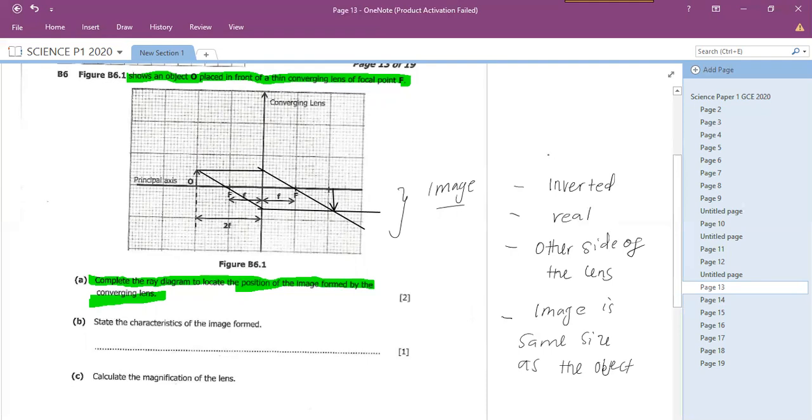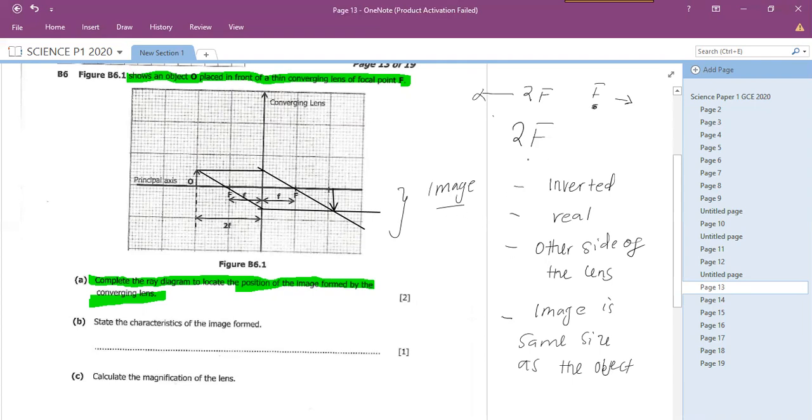And the rule of thumb, all objects that are placed directly at 2F. So there are actually 3 scenarios. You can place an object at F, and there will be characteristics of the image that will be formed. You can place an object at 2F, and you can place an object beyond 2F, and just before the lens. You can either place the object there, or at F, or at 2F, or beyond 2F. And all those images formed have their own characteristics.